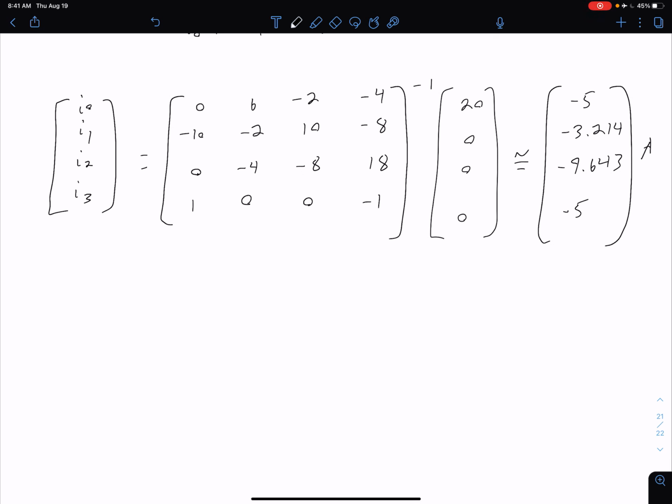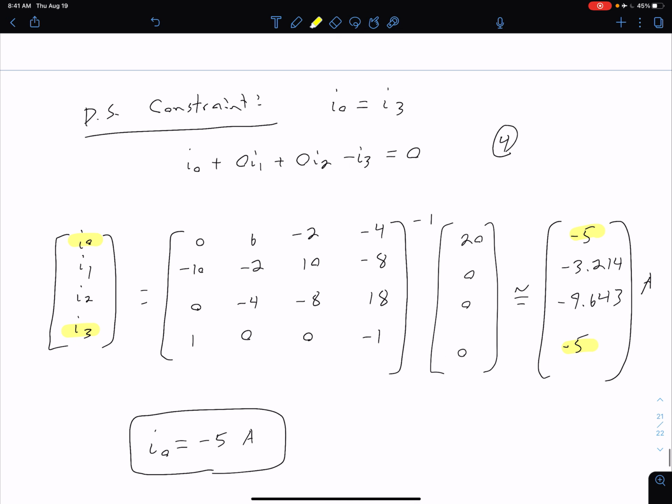And of course the current that we're interested in is I naught. That's what we were asked about. So we can see that I naught is equal to negative 5 amps. As a quick sanity check, just to make sure we didn't make any errors in our math or filling in the matrix, we can see that our I3 is equal to negative 5 as well, which we would expect from this final dependent source constraint equation.